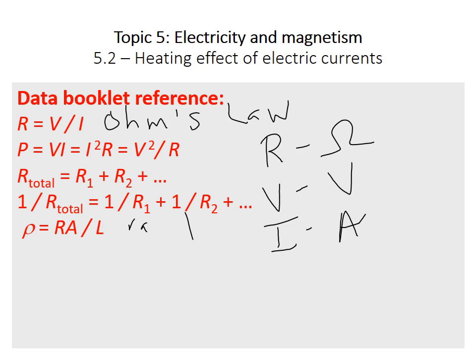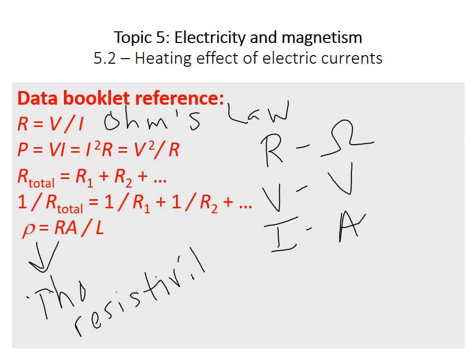This equation is the equation for resistivity. Rho is the symbol for resistivity. It's proportional to the resistance of that material. Resistivity is equal to the resistance times the cross-sectional area of the conductor divided by the conductor's length.